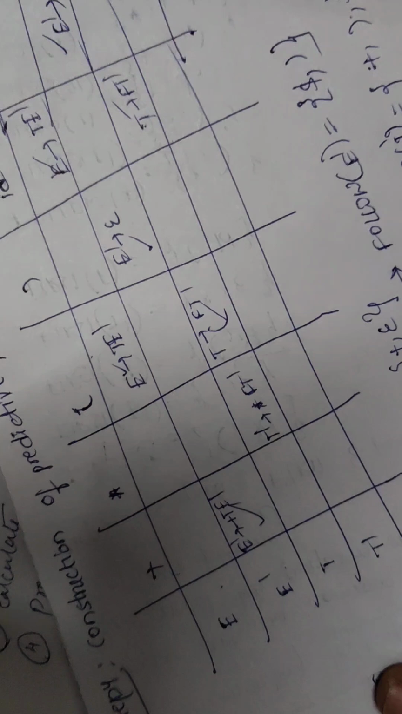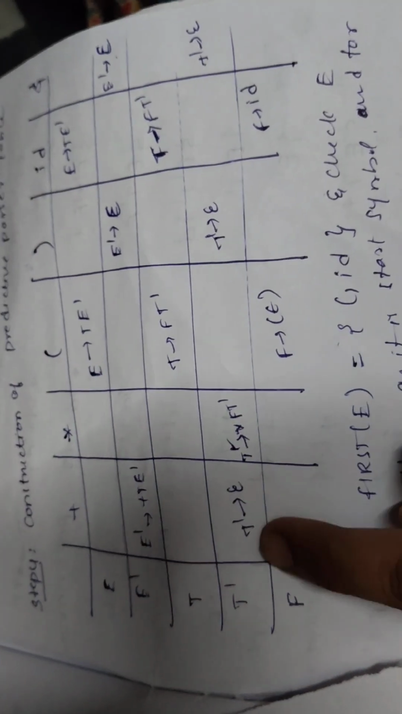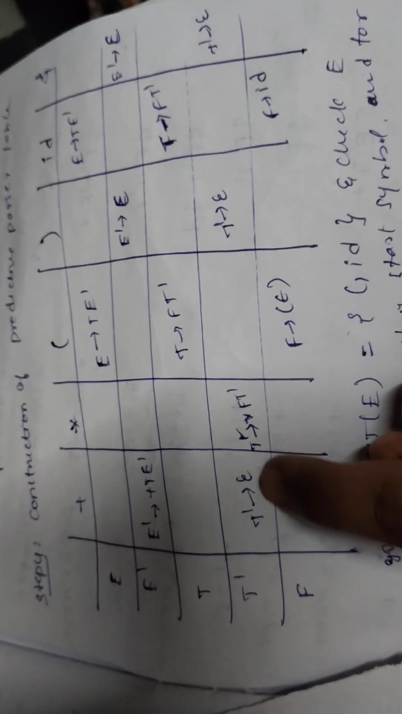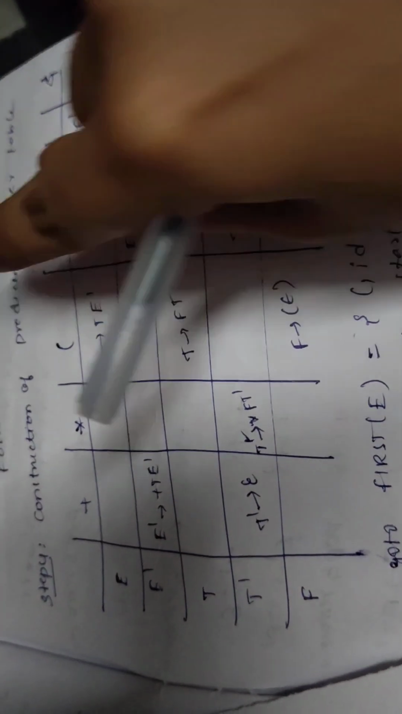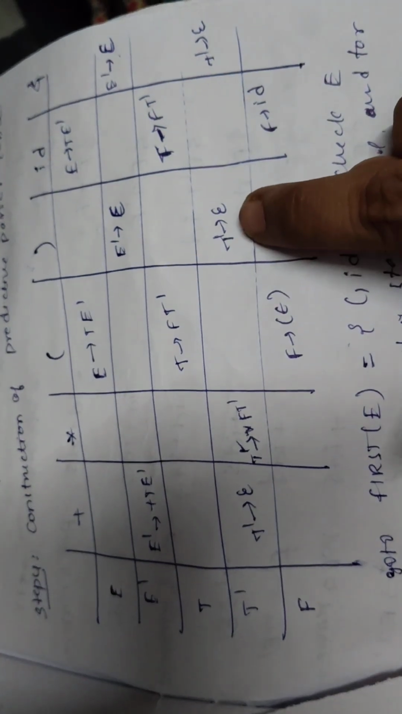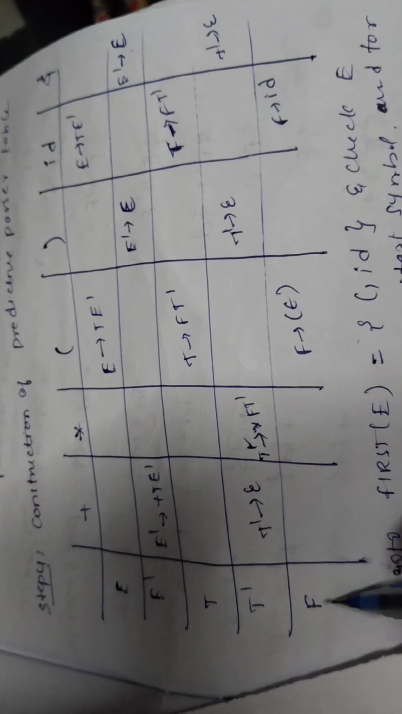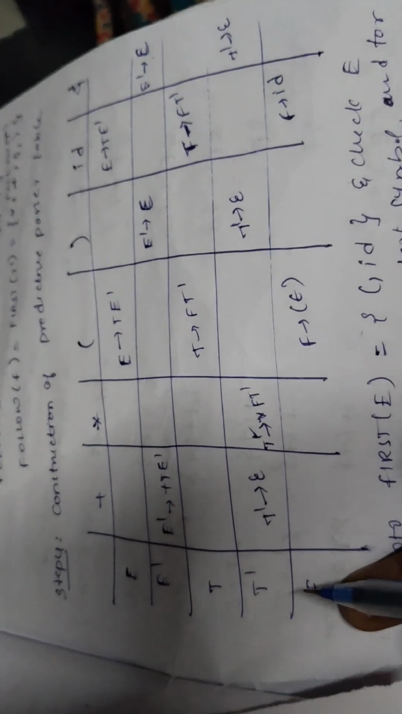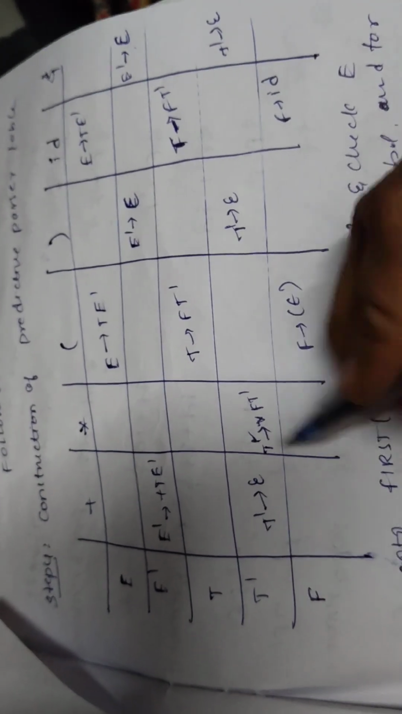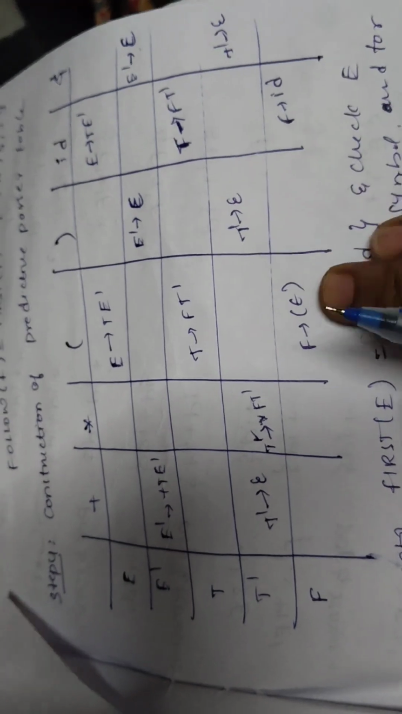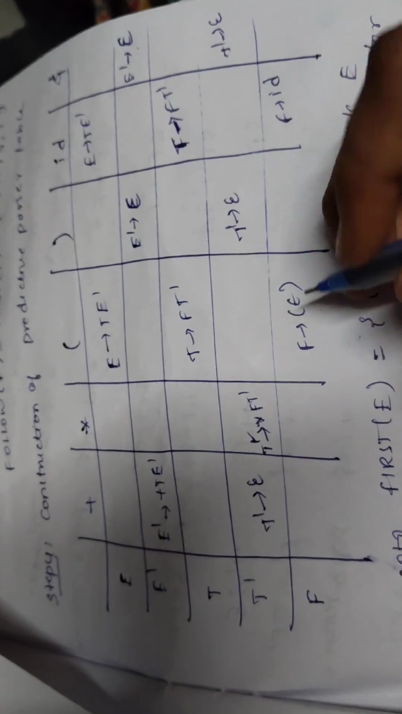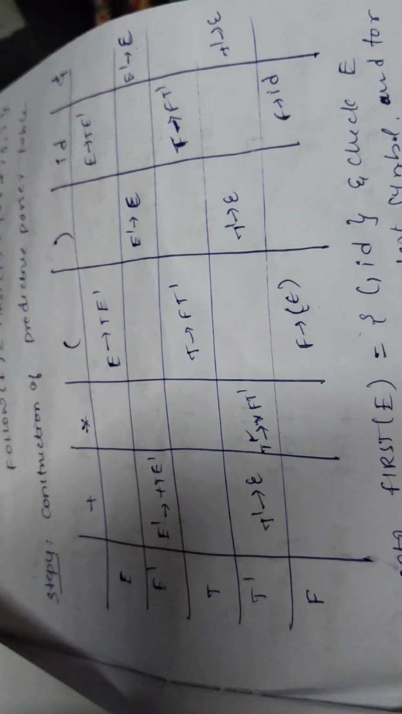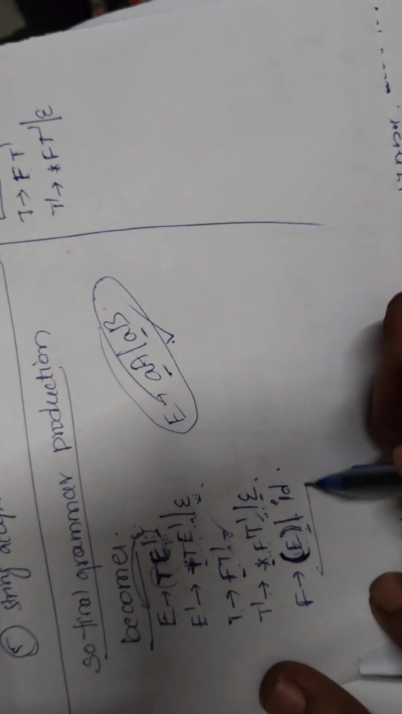In the place of plus, close parenthesis and dollar, you need to write the other production. So what is the other production? T dash produces epsilon. So in place of plus, you need to write T dash produces epsilon. In place of close parenthesis, T dash produces epsilon. In place of dollar, T dash produces epsilon. Now let's go for the next, F. So what is first of F? First of F is open parenthesis and ID. In place of open parenthesis and ID, you need to write.